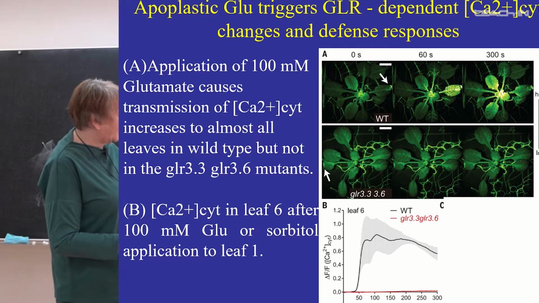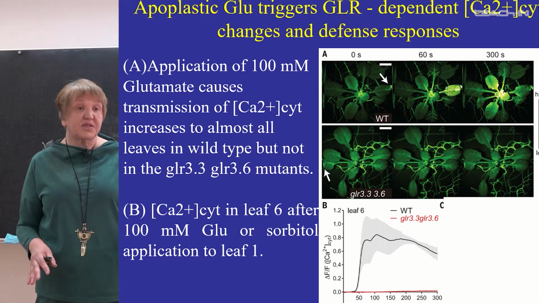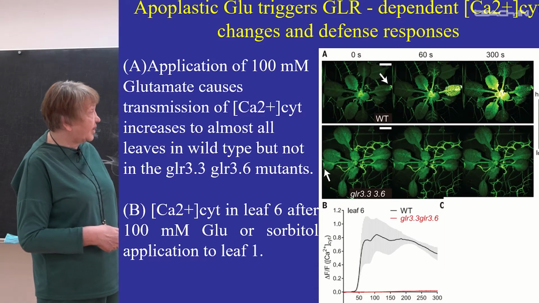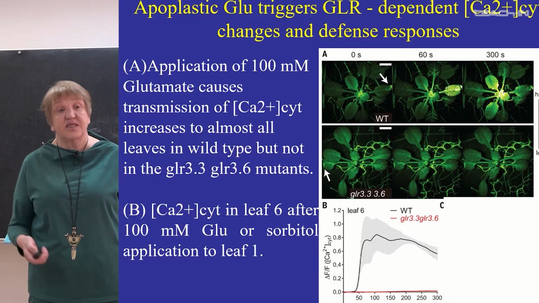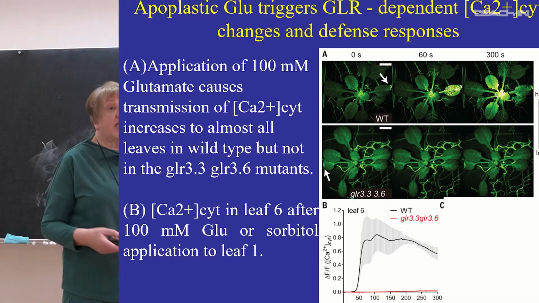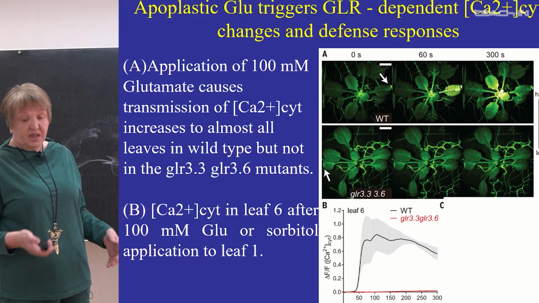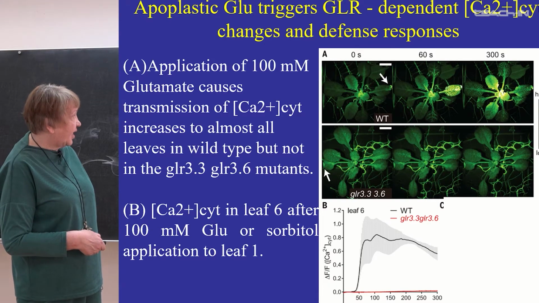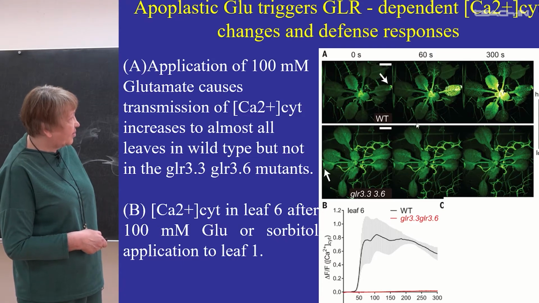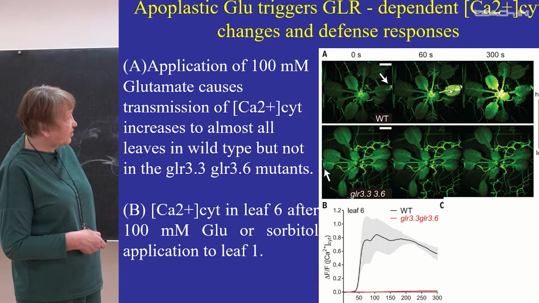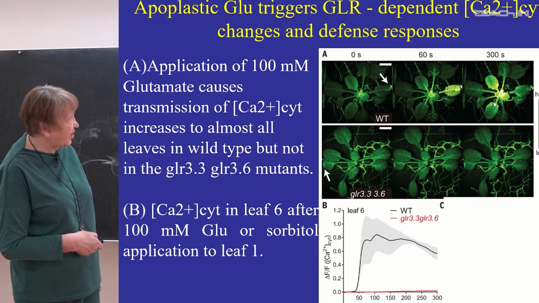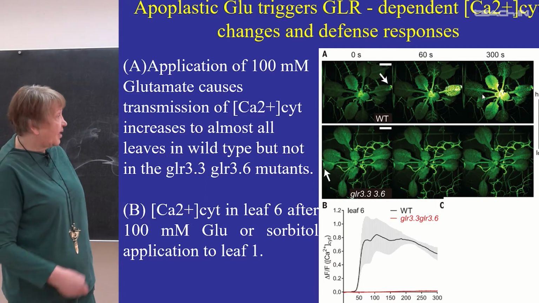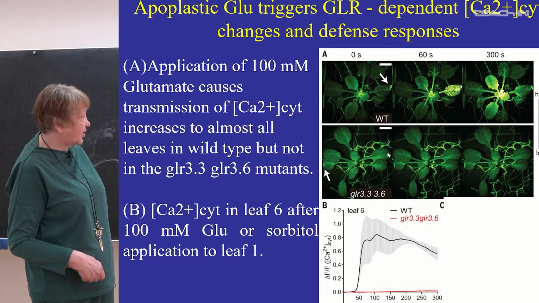These are pictures taken in complete darkness because this light is not very strong, and the intensity of luminescence is determined by changes in cytoplasmic calcium concentration. And you see adding glutamate over here causes a very quick increase of calcium throughout the plant, which does not happen in the mutant.